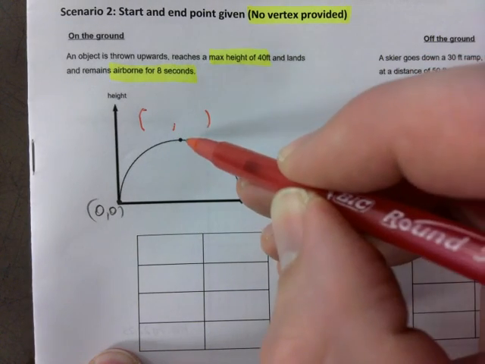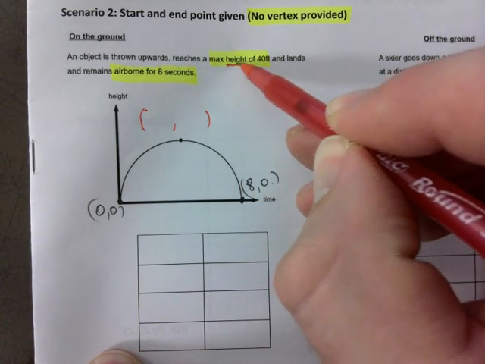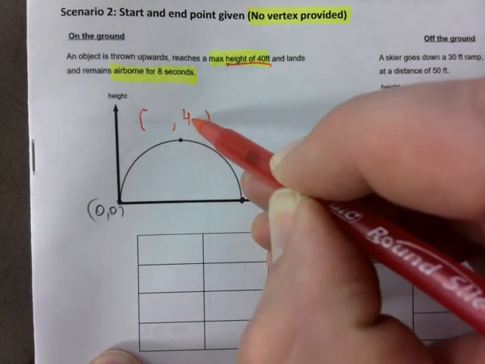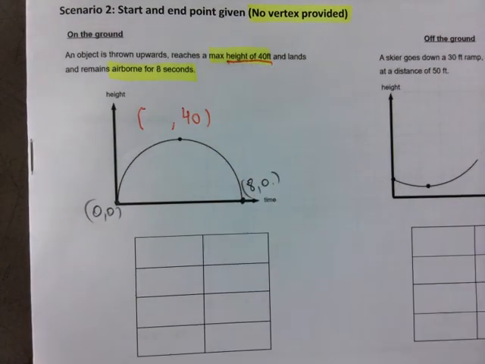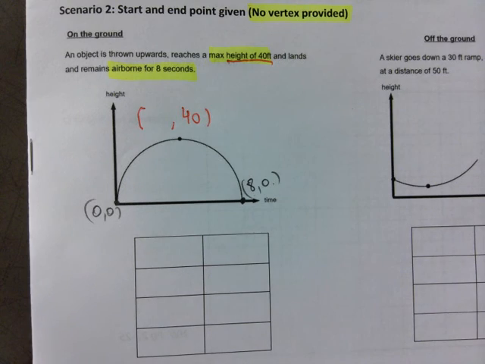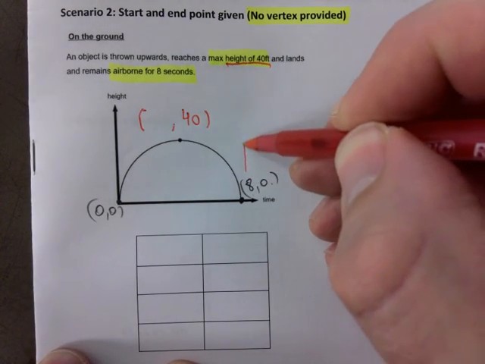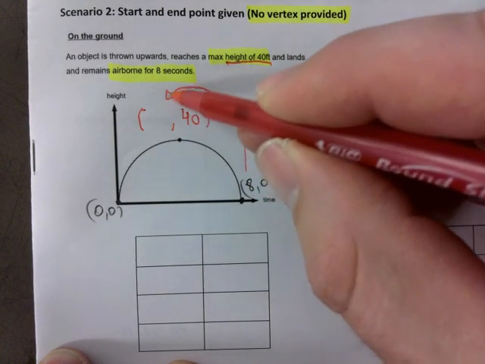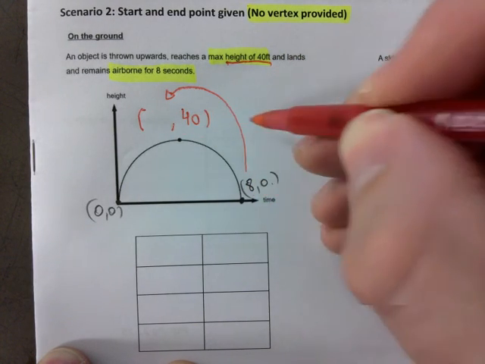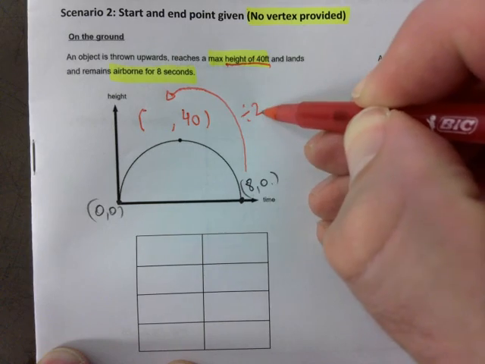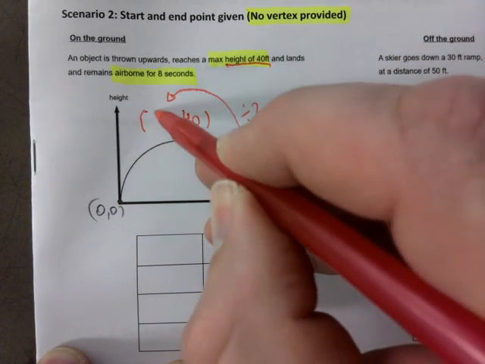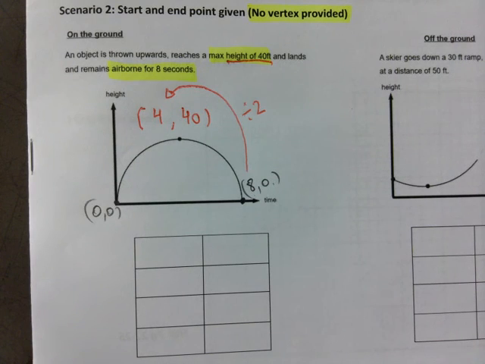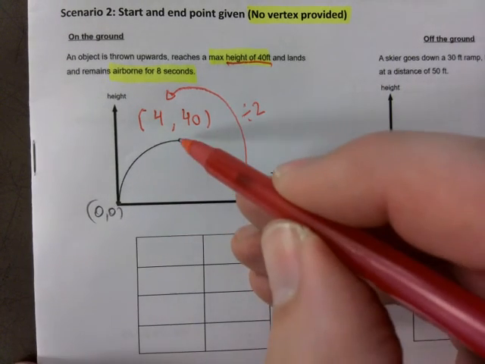Which one do you know already? You know the 40, right? That should be here. So you're partially there. So how would you find that point? We used to go times 2 to get here. Now you're going to have to go divided by 2. So that'll be 4, 40.